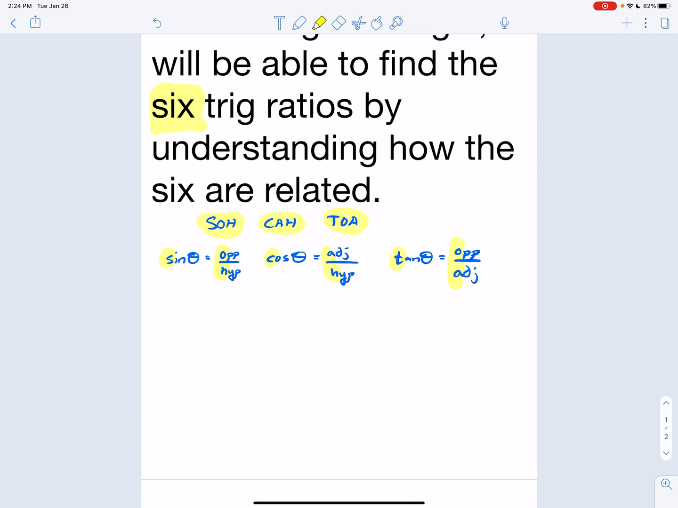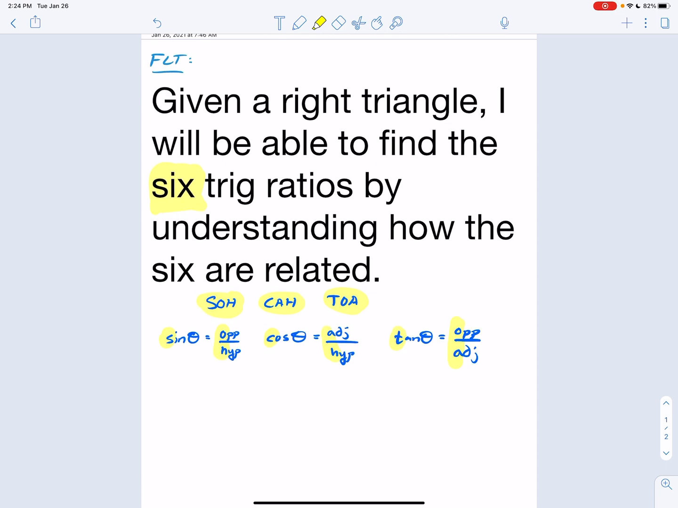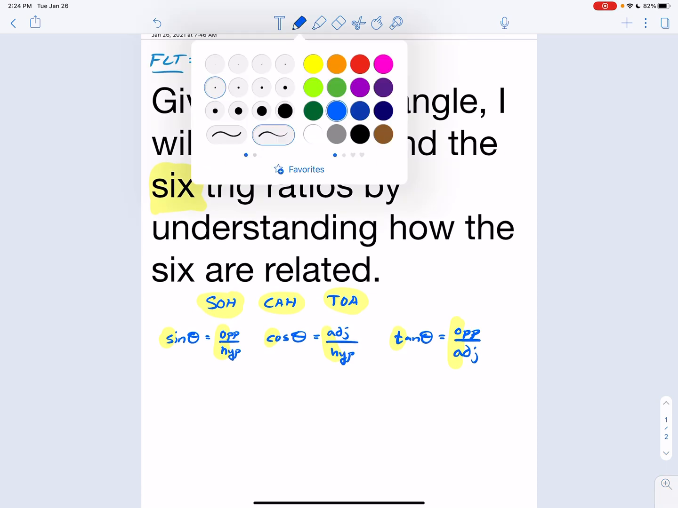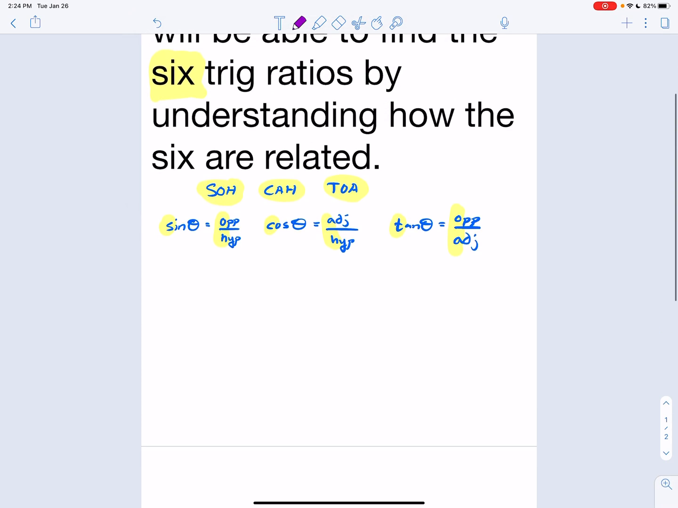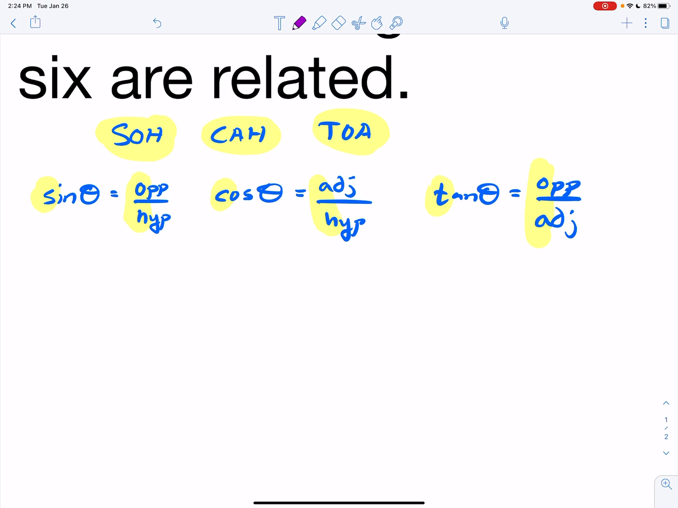Just kidding. So these are just 3, but in the FLT I mentioned 6, right? So this is what you guys have to understand. Please write it in this exact same order. So right below tangent, go ahead and write COT theta, and right below cosine theta, write SEC theta. And right below sine, write CSC theta.